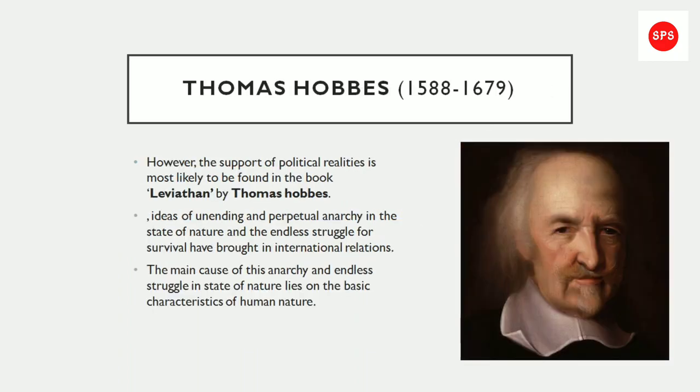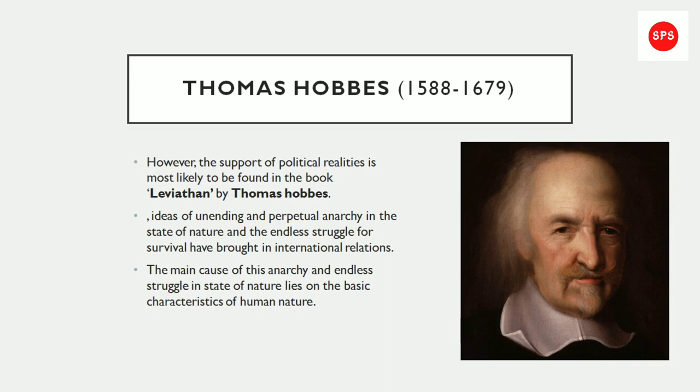However, the support of political realism is most likely to be found in the book Leviathan by Thomas Hobbes. Following Hobbes' statement, ideas of unending and perpetual anarchy in the state of nature and the endless struggle for survival have been brought into international relations. The main cause of this anarchy and endless struggle in the state of nature lies in the basic characteristics of human nature. The man in the Hobbesian state of nature was meant to be the enemy of every man for three principal causes. These are competition, difference, and glory. The life of man was solitary, poor, nasty, brutish, and short.